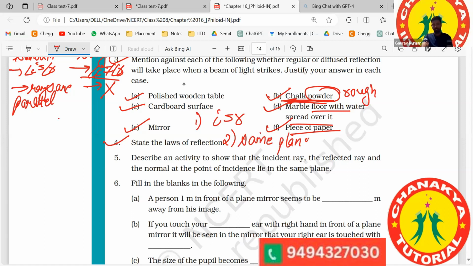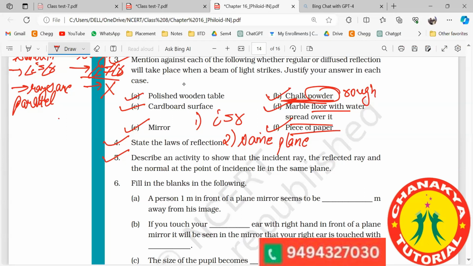Very good. Now, the fifth one: describe an activity to show that the incident ray, the reflected ray, and the normal at the point of incidence lie in the same plane. Sir, we have to draw on a mirror paper. Okay, very good. A mirror is a very good example. Also, you can say a piece of paper. Yes, it is also an activity to draw it on paper. Any other?